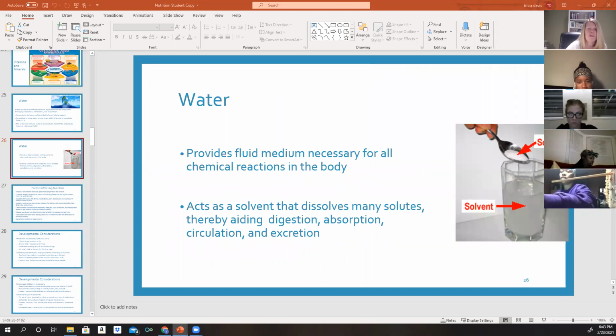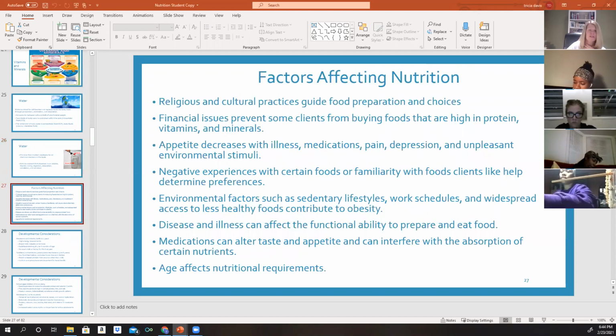Water provides the fluid medium necessary for all the chemical reactions in the body, and it acts as a solvent that dissolves many solutes. It aids in digestion, absorption, circulation, and excretion. So if you have a solvent, that's going to be your liquid. Your solute is always what you're putting in there, what you're going to have disintegrate in the water.